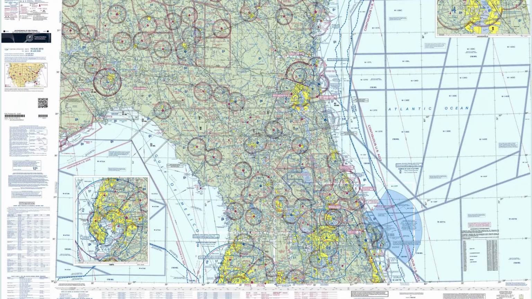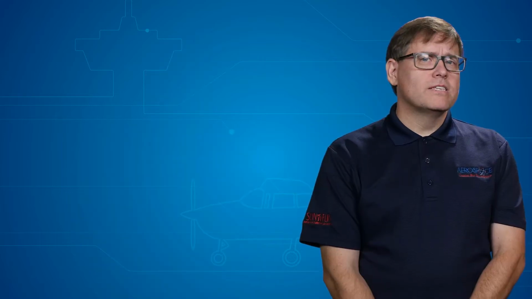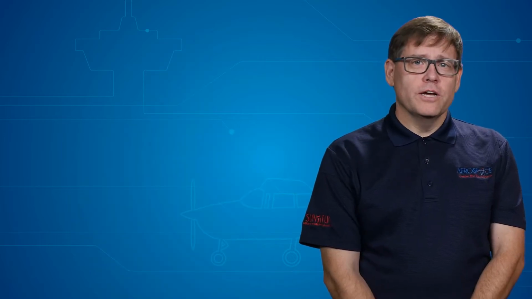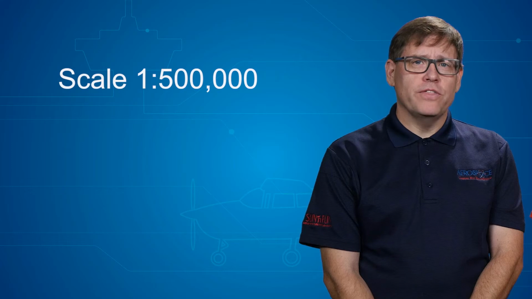These charts cover all of the 50 states, plus Puerto Rico and the Virgin Islands. They are your primary navigation reference and include topographic information, visual landmarks, and airport data. They are updated every 6 months, so you can either download them online or purchase the printed versions. The scale of the printed sectional chart, like the one in your kit, is 1 to 500,000.